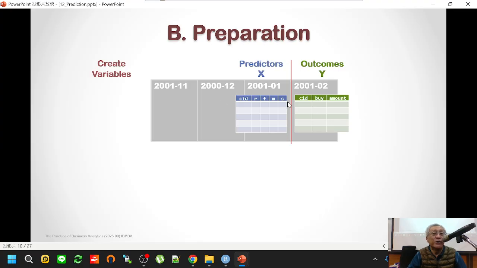Okay? We need to reserve the last month of data, the next period of data, to build our outcome variables, okay? And we use the data from the first 3 months to build our predictors, okay? So we need to split the data. First of all, we push forward the time of the data period, push forward 1 month, 1 period, okay?